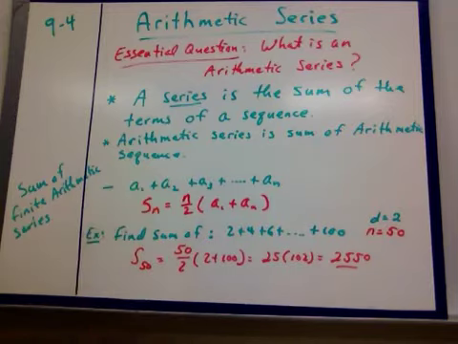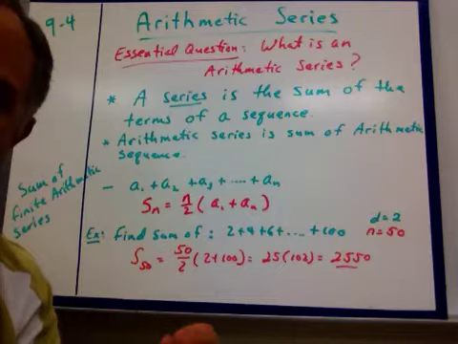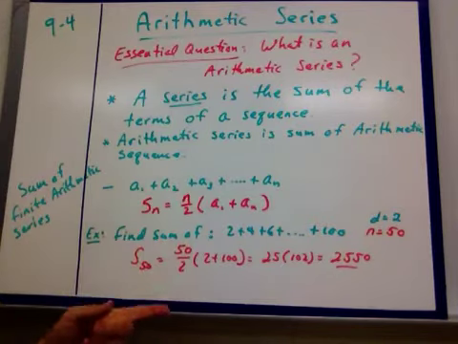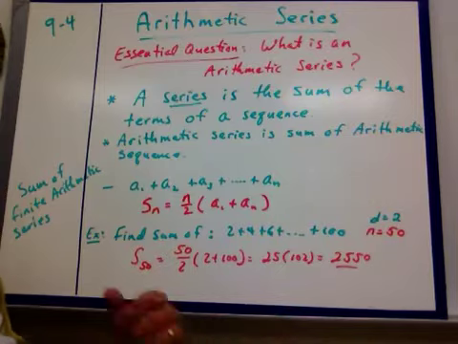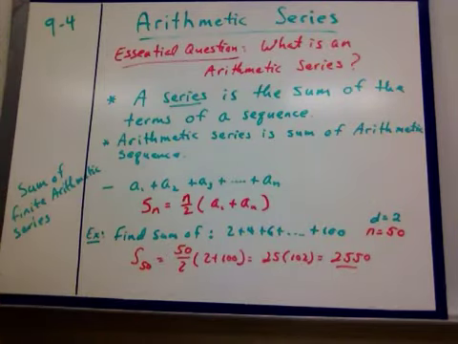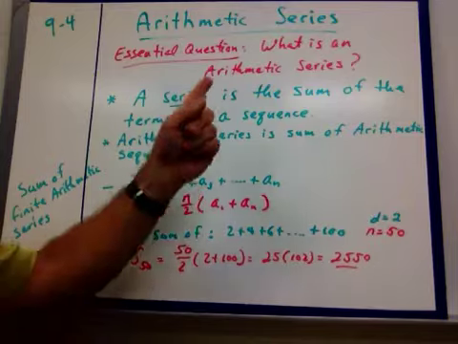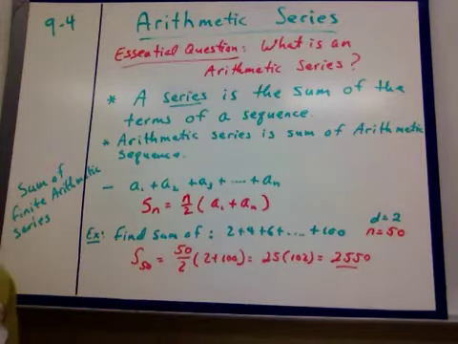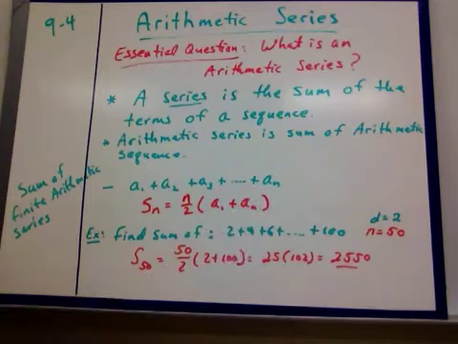A series is the sum of the terms of a sequence. So when we had that sequence, for example, 2, 4, 6, 8, and so on, it's arithmetic because it goes up by a common 2. You're adding 2 each time, so that makes it arithmetic. And it's a series now because we're adding them. Whereas the sequence, now the series, we add them together.